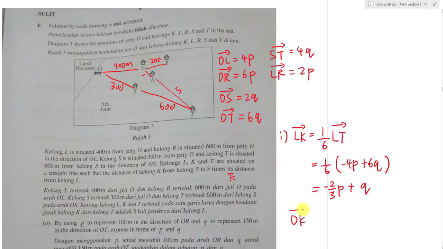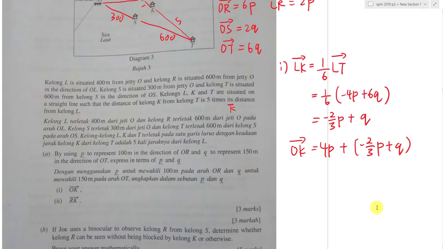I can find my OK easily. In order to get OK, I will say OL plus LK. So OL will be 4P plus my LK, so plus negative 2 over 3P plus Q. By solving this one, I should be able to get my OK. If I change 4 to denominator 3, it should be 12 here. So it'll be 10 over 3P plus Q.